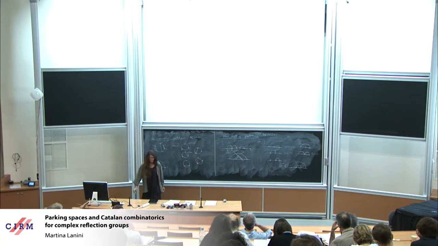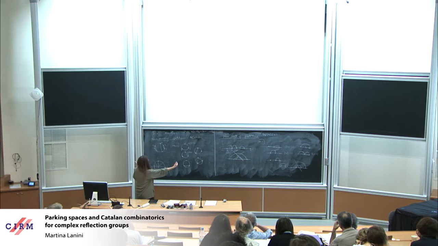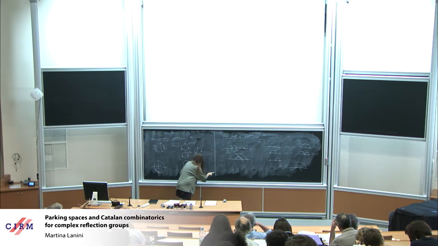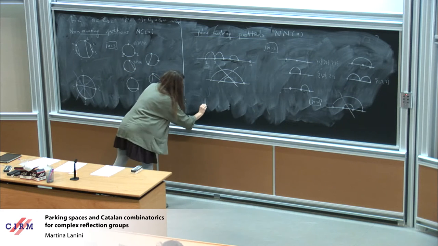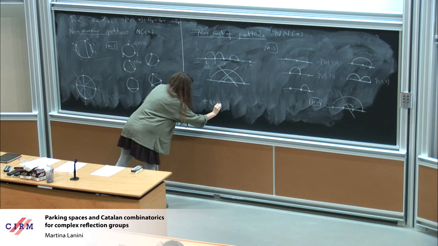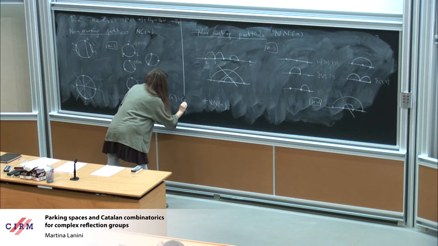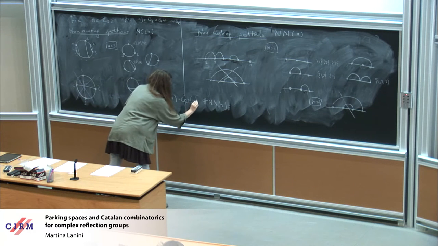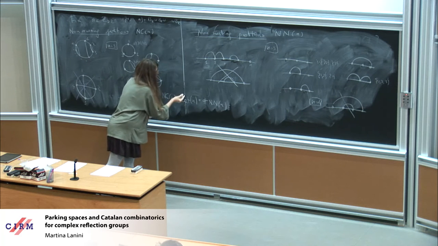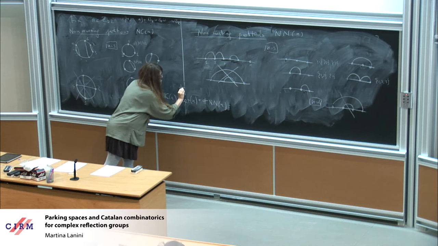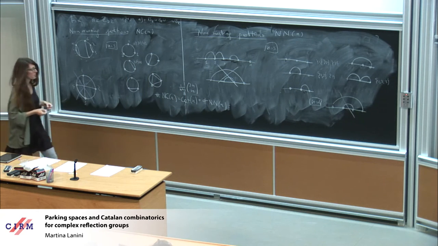Okay, so now we have these two sets. And if you want to count how many elements are in these sets, well, in both cases we get the Catalan number. So, like one. Okay, so that was some of the first remarks.